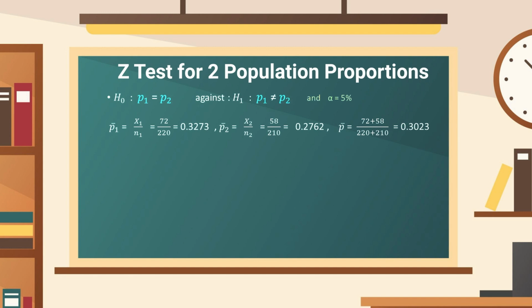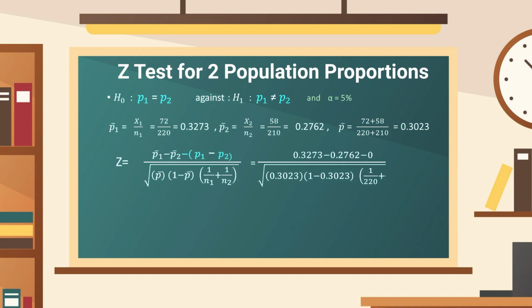That means under null hypothesis, we have one sample of size N1 plus N2. So this total sample size is 210 plus 220, and the total number of successes are 72 plus 58, and the ratio which we get is 0.0323. So P bar we have calculated. Now we have to put these values in the Z formula.